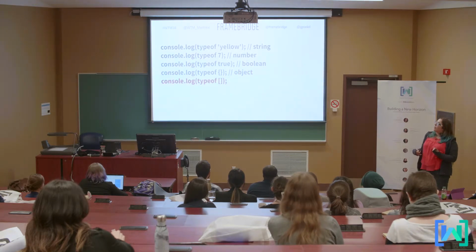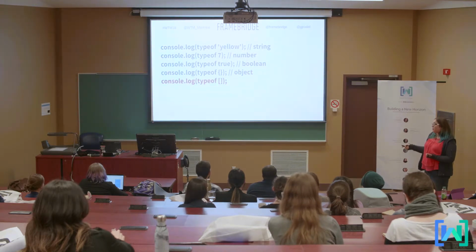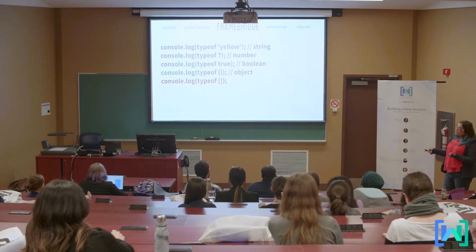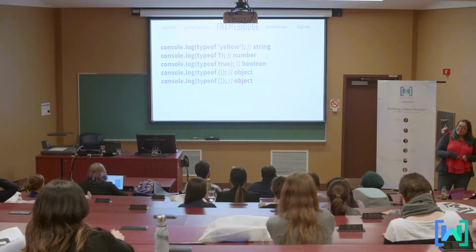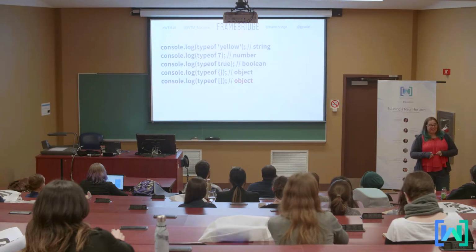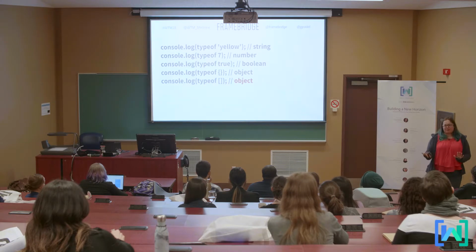And here I'll set up an empty array. So we use square brackets to define arrays in JavaScript. And here I'm just creating an empty array and asking for the type of it. And here I get object. So arrays are also objects in JavaScript. Not at all confusing, I know.